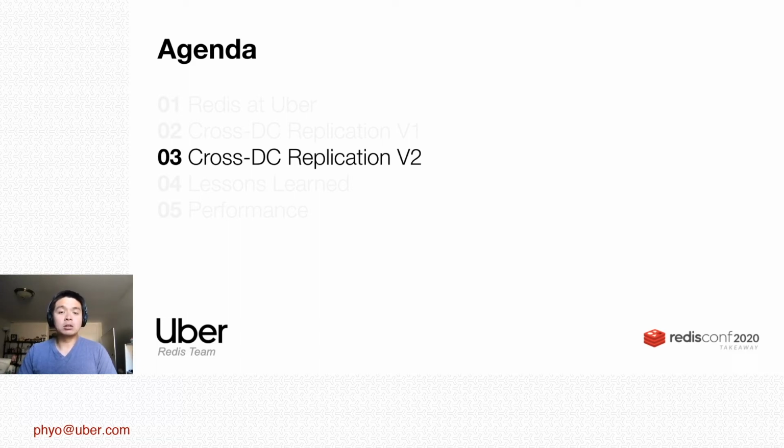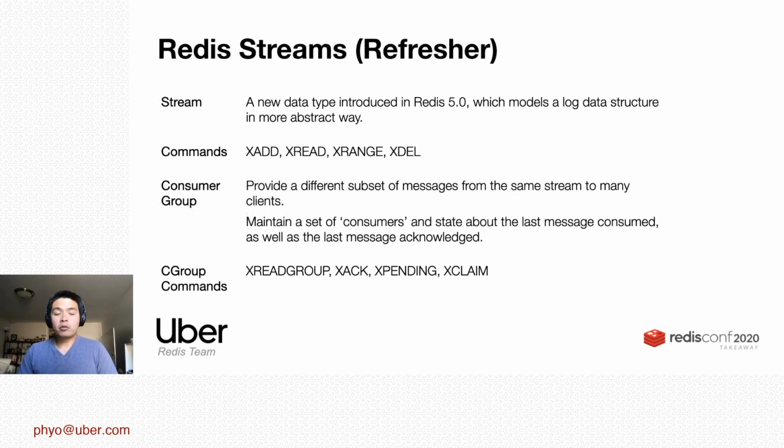Let's get started on cross data center replication V2. Before we jump into it, I would like to give a brief refresher on Redis Streams. Redis Streams are a data type introduced in Redis 5, and a stream is a key inside Redis, so all the data in the stream are stored in the same key. Some of the commands supported for streams are add, read, range read, and delete.